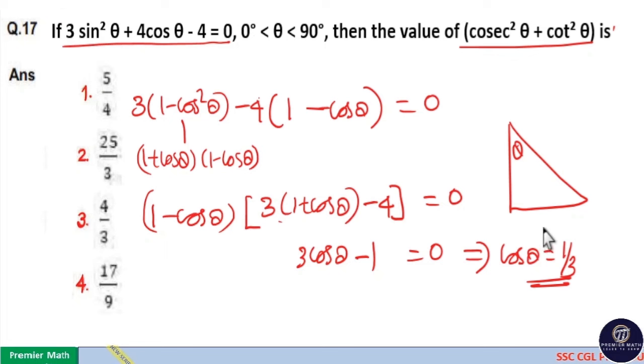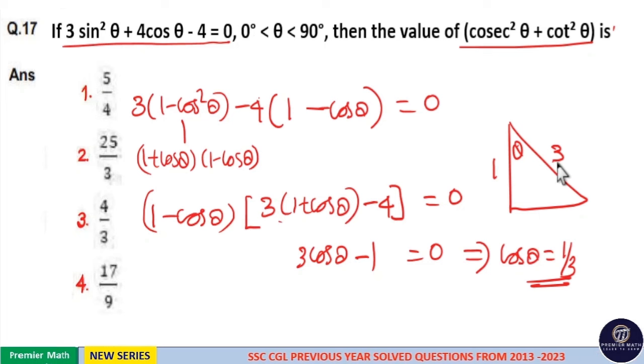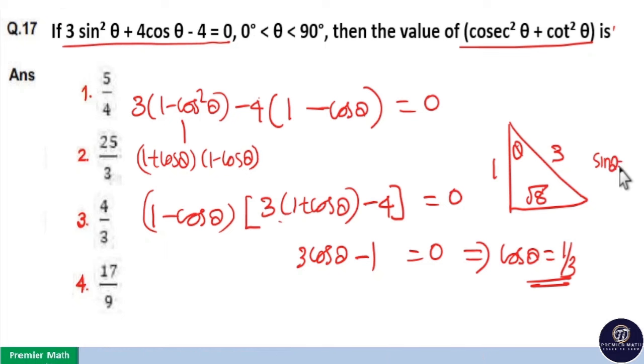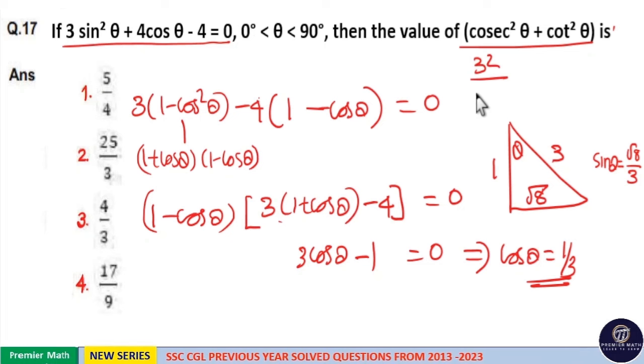If cos theta is 1 by 3, then draw a triangle with cos theta as 1 by 3. Cos theta 1 by 3 means adjacent side by hypotenuse are in the ratio 1 is to 3. Then opposite side will become root of 3 square minus 1 square, that is root 8. 9 minus 1 is 8. So root 8. Now sin theta is equal to opposite side by hypotenuse. Then cosec square theta is equal to reverse of sin theta square, that is 3 square by root 8 square, which is 9 by 8.